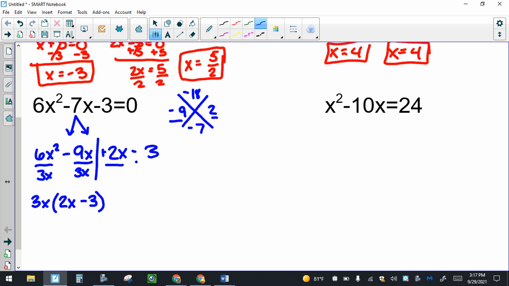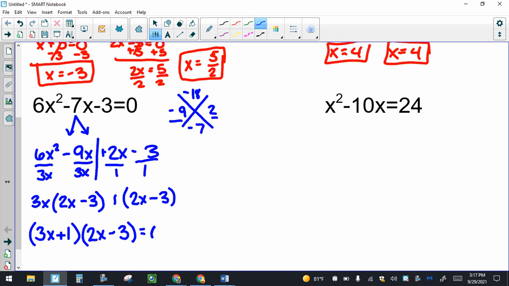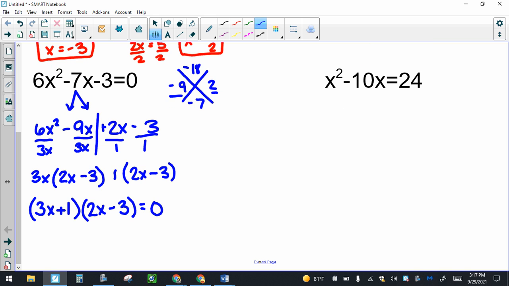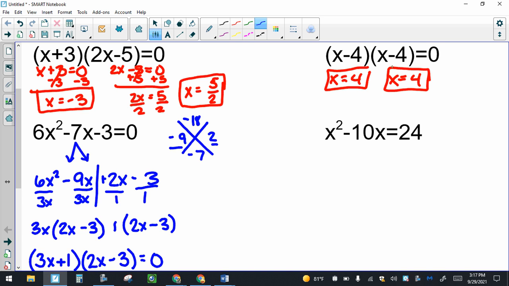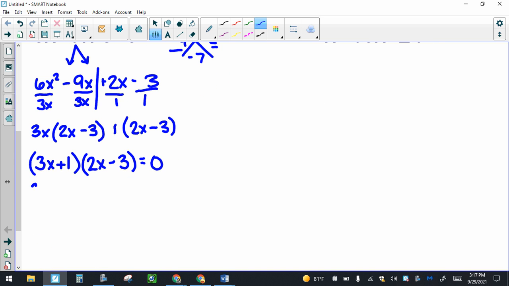On the other side, these guys are both divisible by 1, a +1 because of this plus sign in the middle. And that leaves me with 2x minus 3. I notice that both of my parentheses are the same, which is good. So I get 3x plus 1, because this is a +1, and 2x minus 3 equals 0. Now, all I have to do, just like we did up on these guys, now that it's factored, I just set both parentheses equal to 0 and solve. So 3x plus 1 equals 0, and 2x minus 3 equals 0.